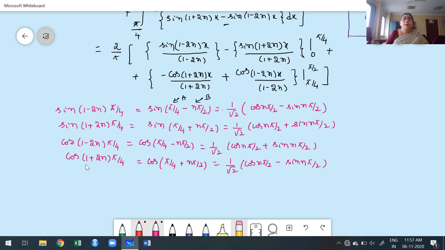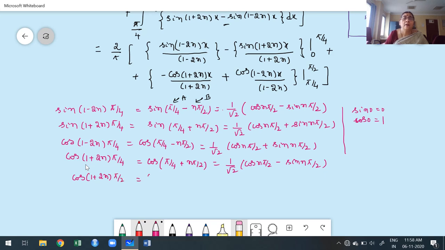Now we are going to show this, and also sin 0. What is my sin 0? 0. What is my cos 0? Cos 0 is 1. And also, I have to find out pi by 2, for cos, not for the sine, because here I am going from pi by 4 to pi by 2. Therefore, I want cos of another value, (1 plus 2n) into pi by 2.